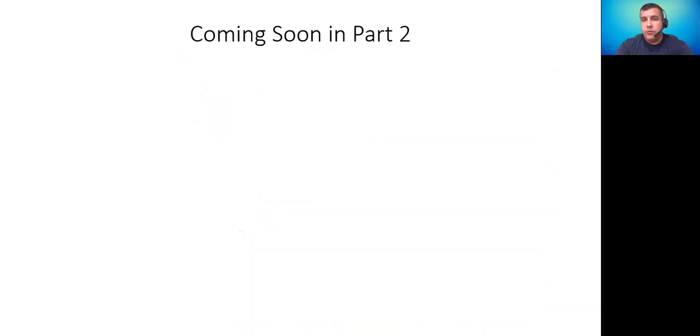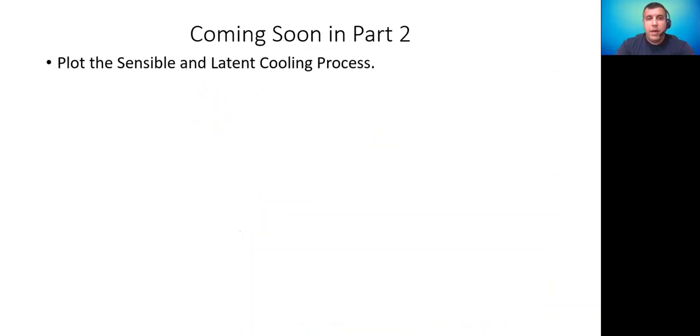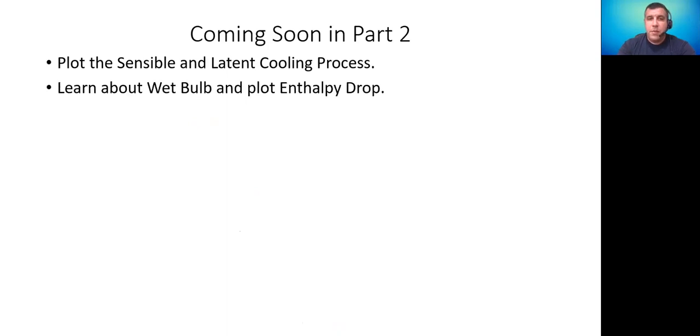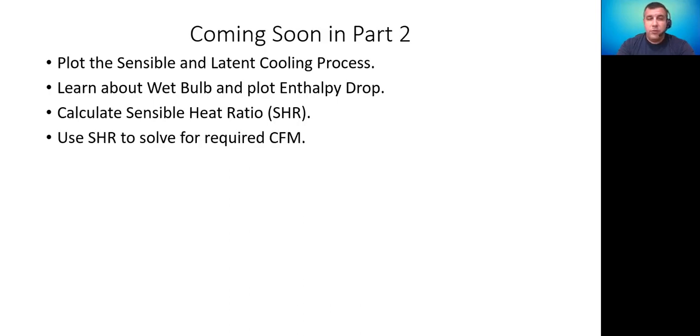So in a future module, we're going to talk about plotting the sensible and the latent cooling process. So this is a little bit more advanced than psychrometrics. We're going to learn about wet bulb temperature and enthalpy, and we'll be able to plot what happens when we remove wet bulb temperature, or when we have a difference of enthalpy. And then we can talk about sensible heat ratio and calculating it, and calculating the volume of airflow based on sensible heat ratio. Some pretty interesting stuff. And once we learn sensible heat ratio, we can solve how much airflow we need. And that brings us to the end of our module.